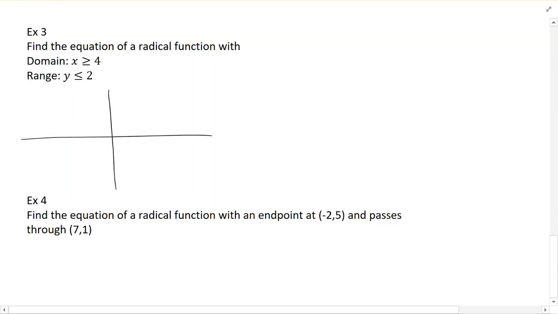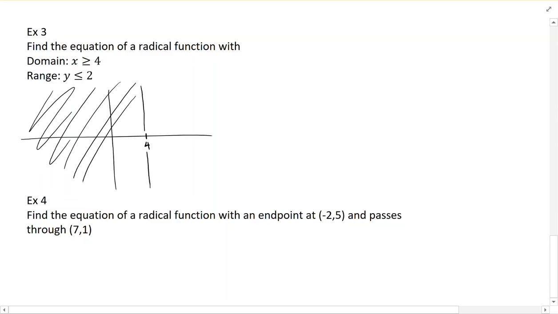So domain are all the x values. So it must be greater than 4. So it's going to be, say, somewhere here on the right side. Say that's 4. And it must be greater than that. So therefore, anything on the left of this line is out. So I'm going to just cross that out. Okay.